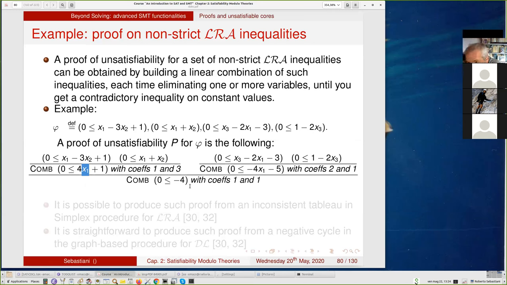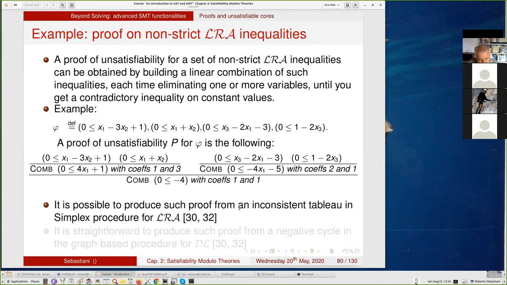At the end of the day, a proof is something where you have inferred a wrong inequality, a false inequality, right? Because obviously 0 is not smaller or equal than minus 4. Okay, so at the end you obtain this proof. This is the proof that this is inconsistent because, making some combination of those clauses, you get a false statement. This is interesting because, for instance, you can take the result of an inconsistent tableau in the simplex procedure and produce such a kind of proof from the execution of a simplex or other algorithms.